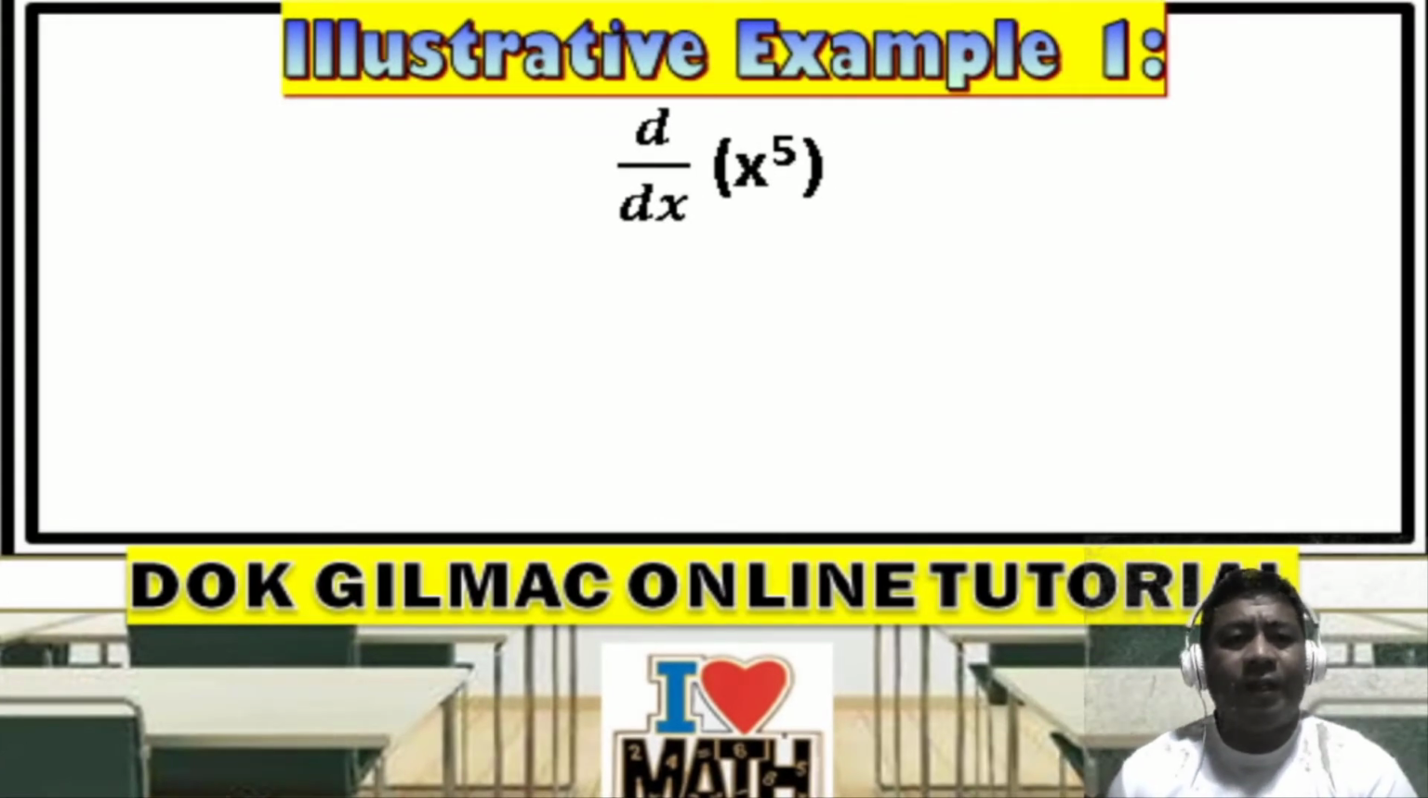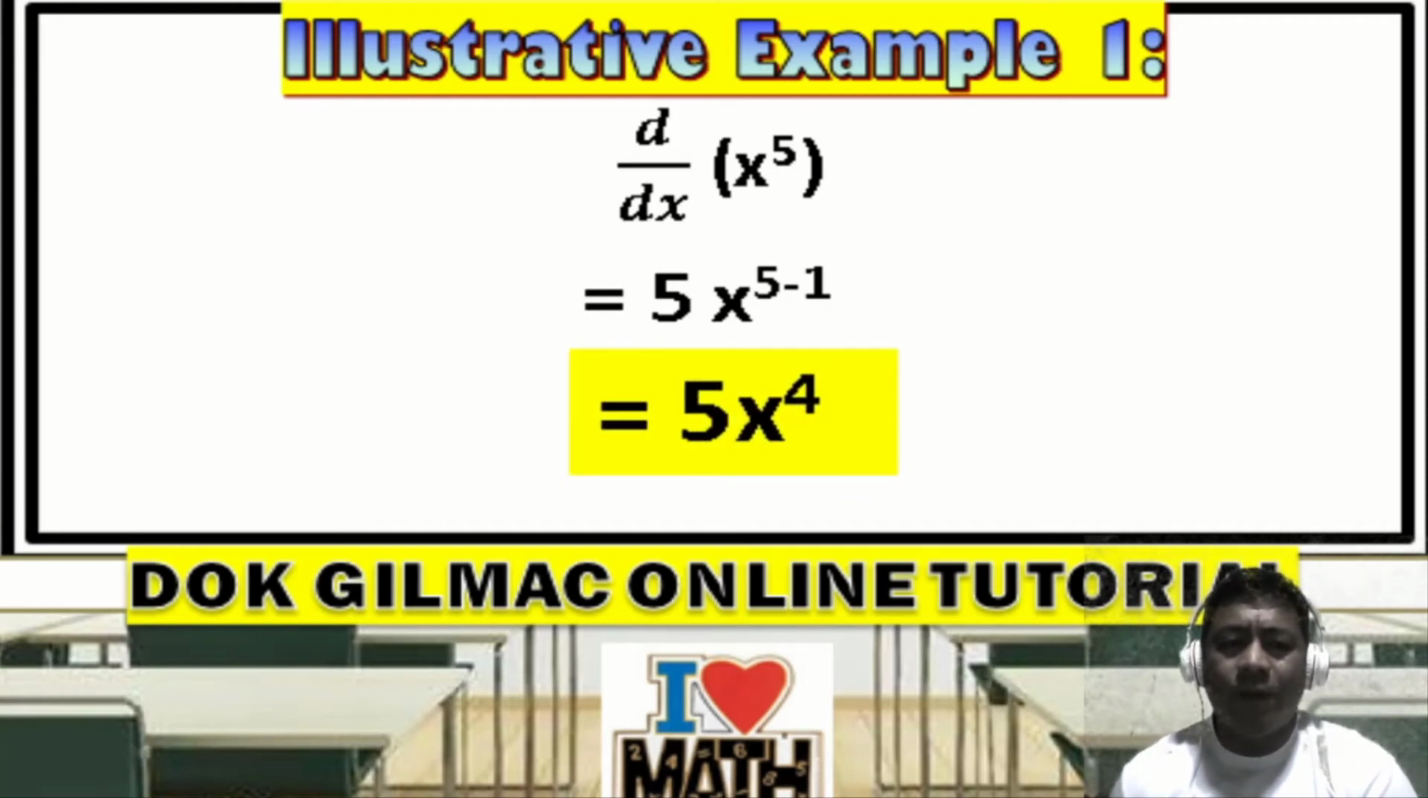Consider illustrative example number 1. d over dx of x raised to 5. As you can see, the exponent here is 5. So applying the power rule, we have 5x raised to 5 minus 1. Simplifying further, this is just equal to 5x raised to 4.